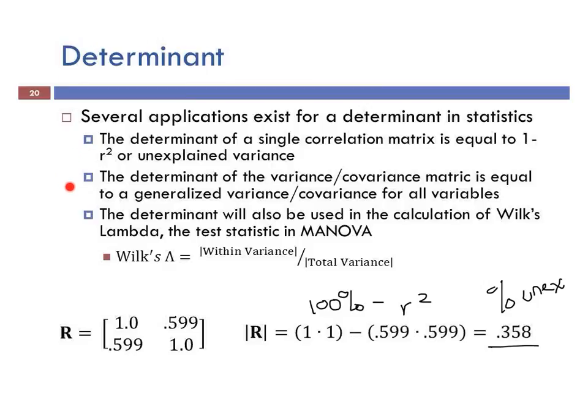The determinant of a variance-covariance matrix, which is something we're going to look at later this semester, is equal to the generalized variance-covariance for all variables. You're going to see a variance-covariance matrix in a lot of the work that we're going to do later in the semester with factorial ANOVAs, MANOVAs, and so on. A determinant is also going to be used in the calculation of Wilks' lambda, which is the test statistic for a MANOVA. As opposed to using an F ratio, in MANOVA we use Wilks' lambda, which is the determinant of within variance over the determinant of total variance. And that's how we're going to calculate our significance test in MANOVA.